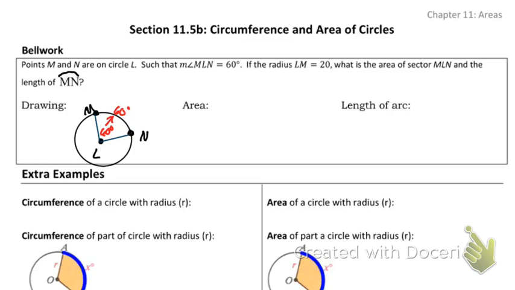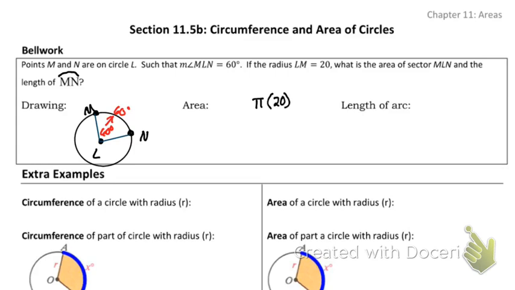All right, then I'm supposed to find the area of that sector. Well, the sector is just the area that's defined by these two lines. It is not the whole circle, it's just part of the circle. If I was trying to find the area of the entire circle, what's the area of a circle? Anybody? Pi r squared. So if I wanted the area of the entire circle, I would do pi r squared, where r is 20 in this case.